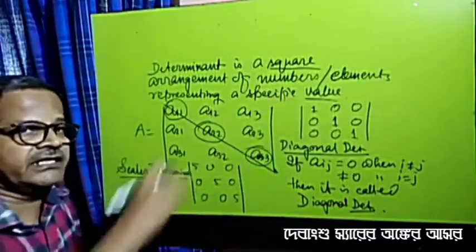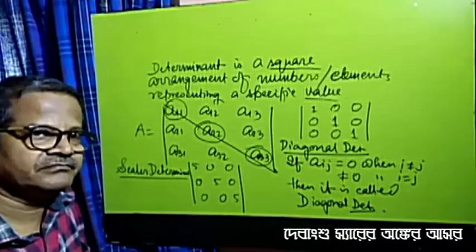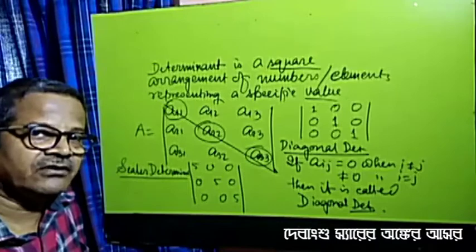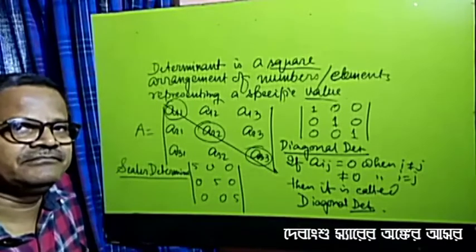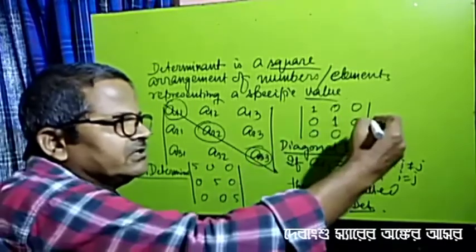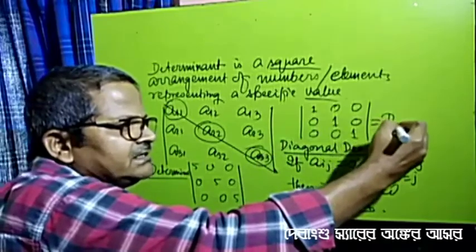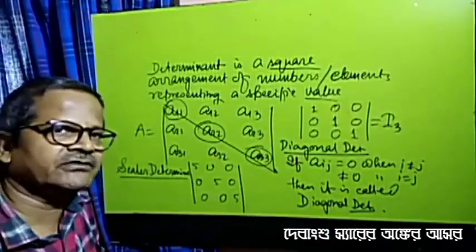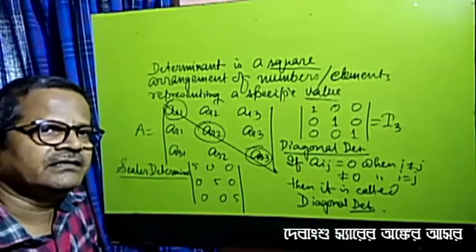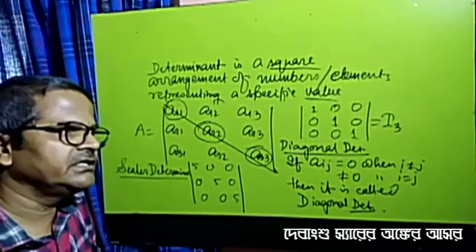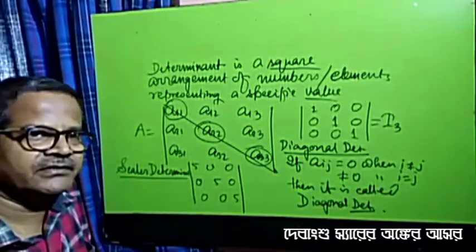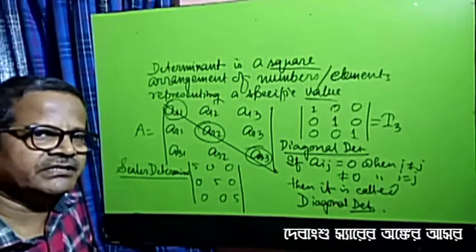Now this is a diagonal determinant and a scalar determinant, but all its diagonal elements are 1. This is denoted by I3, since its order is 3, and it is called an identity or unit determinant. Third order unit determinant.